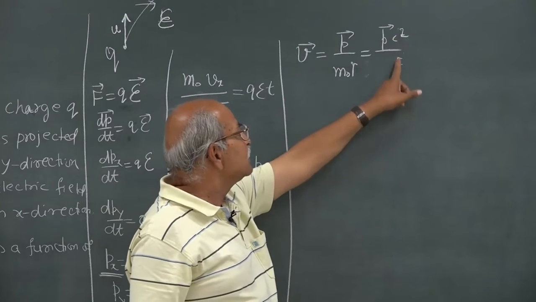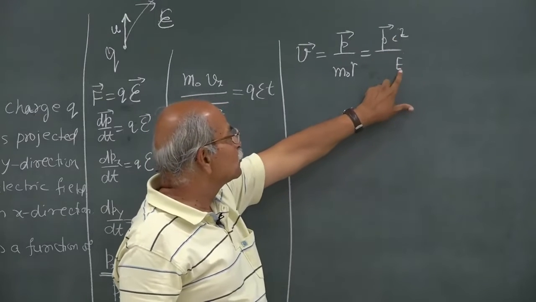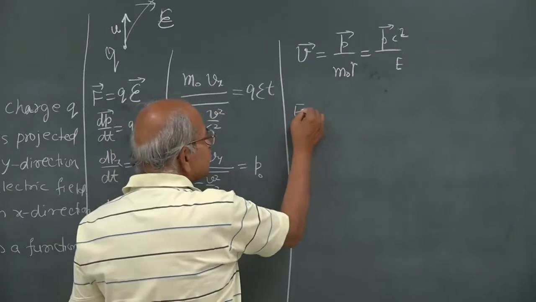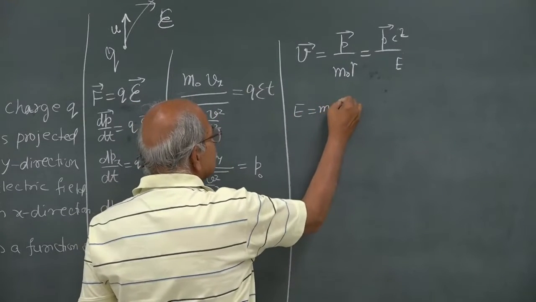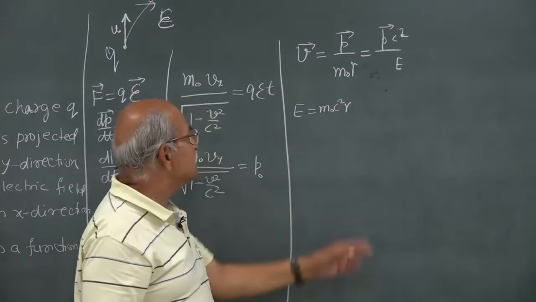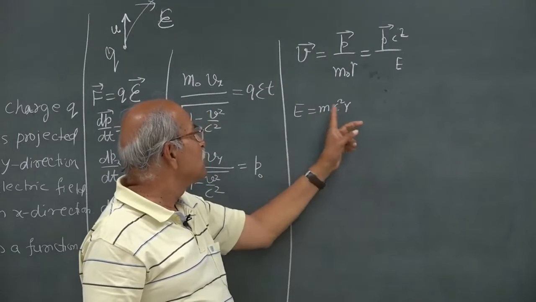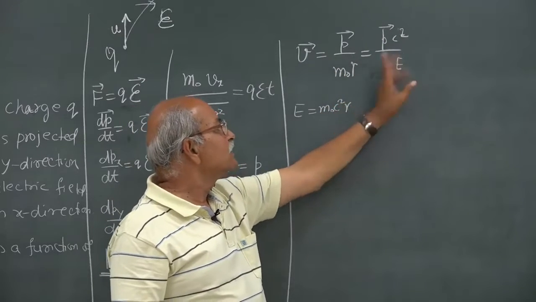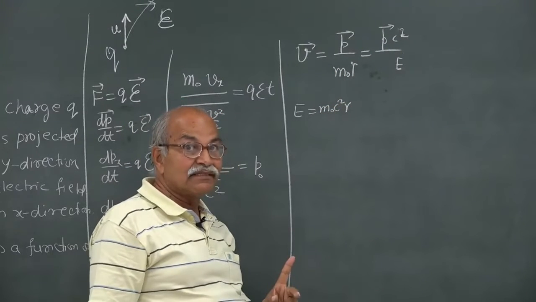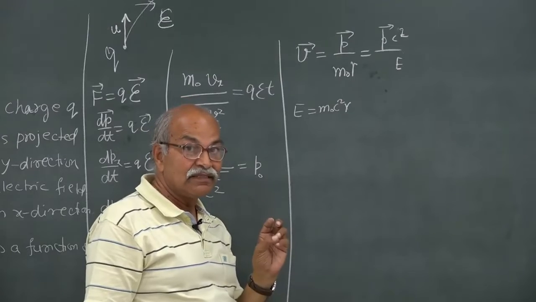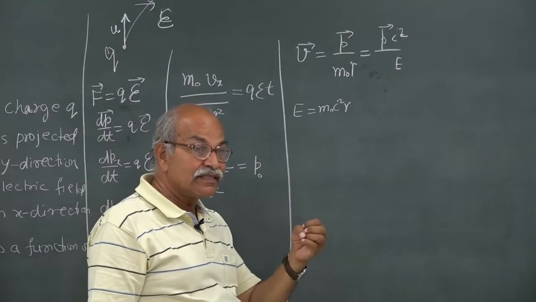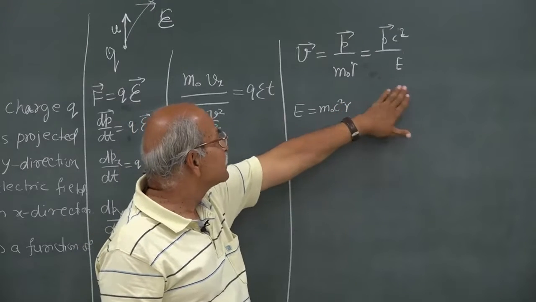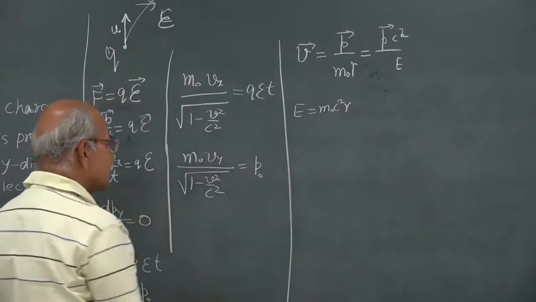What is E by c square? This is the total energy. Remember, this is the total energy. What is E? The total energy. Total energy is m naught c square gamma. So, instead of this m naught gamma, you can write just E by c square. So, v is p c square by E, and the total energy, if you have a particle, is the kinetic energy plus the rest mass energy, that is here. So, you can use this relation.